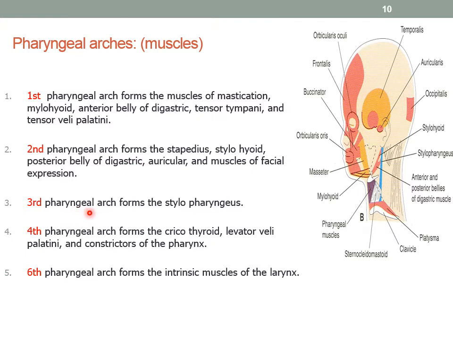So the muscles of facial expression, the auricularis, the stylohyoid muscle, and stapedius are formed by the second pharyngeal arch. The third pharyngeal arch forms the stylopharyngeus muscle, from the styloid process to the pharynx. The fourth pharyngeal arch forms the cricothyroid muscles, the levator veli palatini, and the constrictors of the pharynx. The sixth pharyngeal arch forms the intrinsic muscles of the larynx.